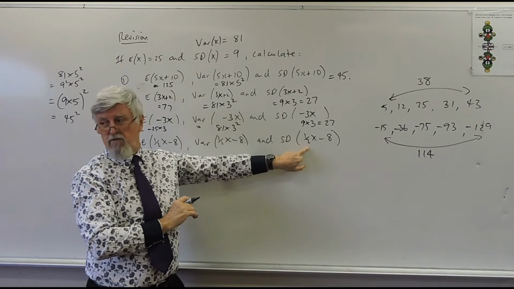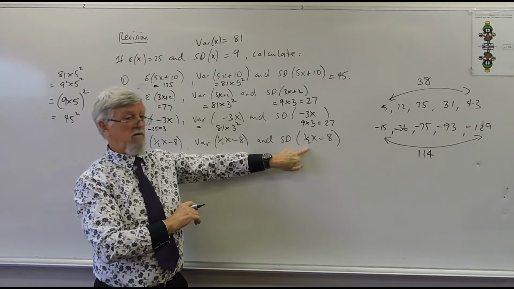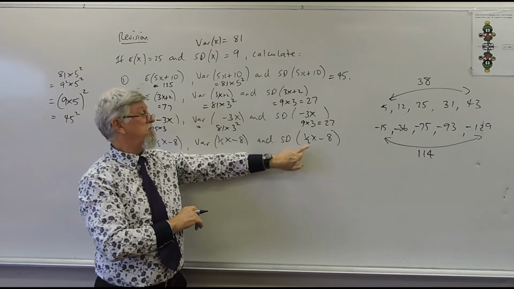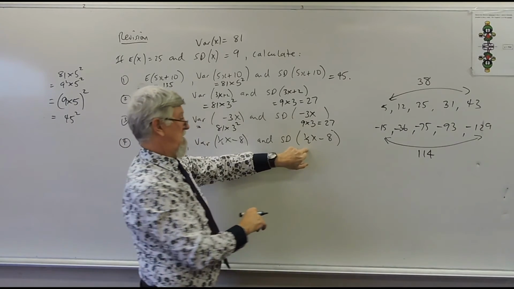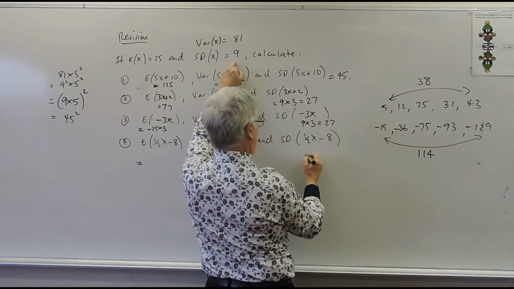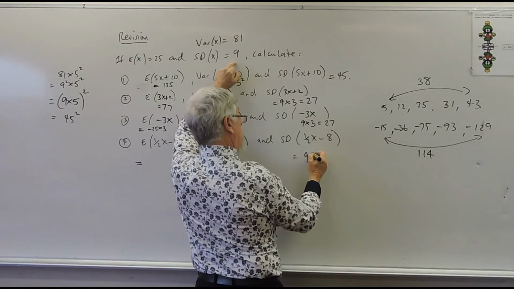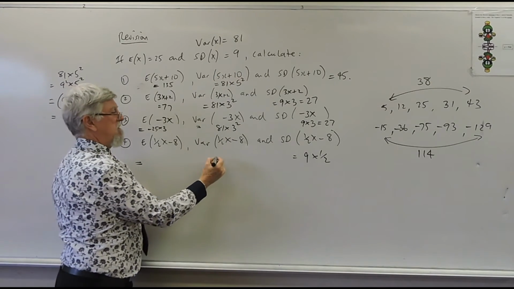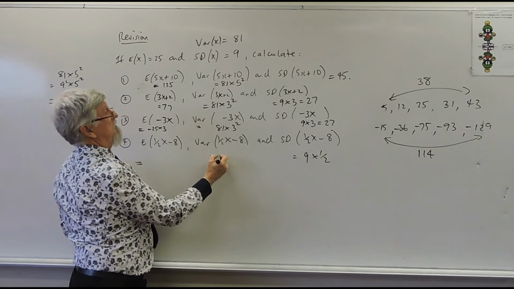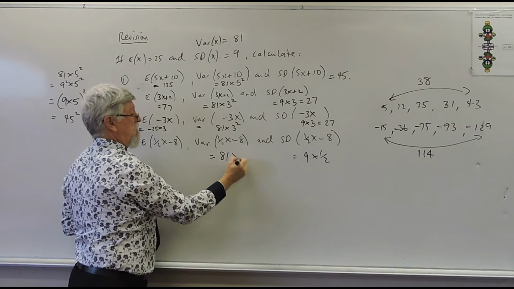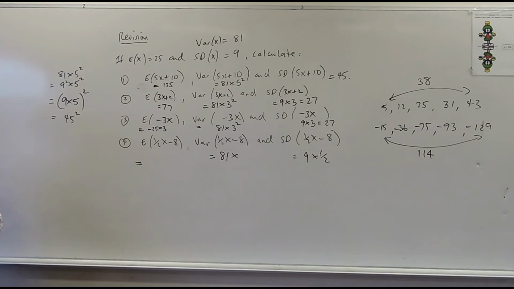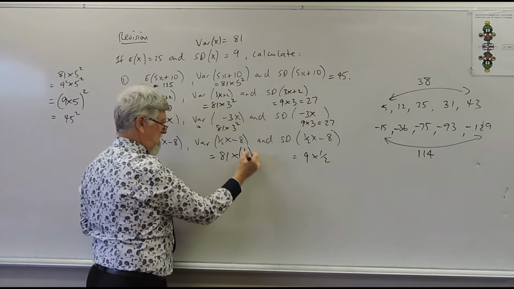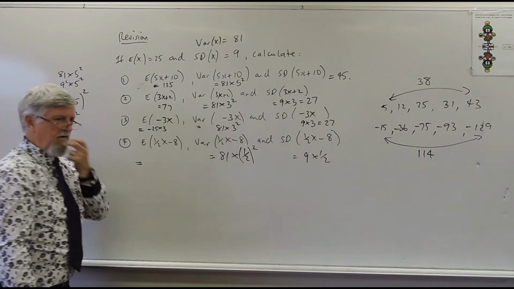All the numbers were halved. So what's it do to the standard deviation? Halves the standard deviation. The standard deviation was 9, and I multiply it by a half. What's the variance then? The variance was 81, and what do I multiply it by this time? A half squared. Good.